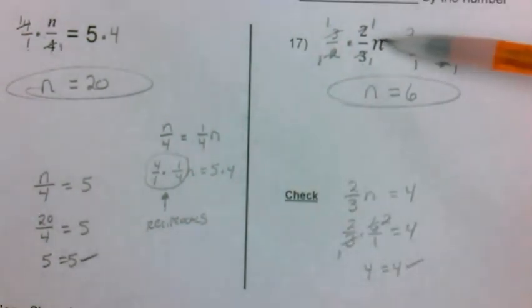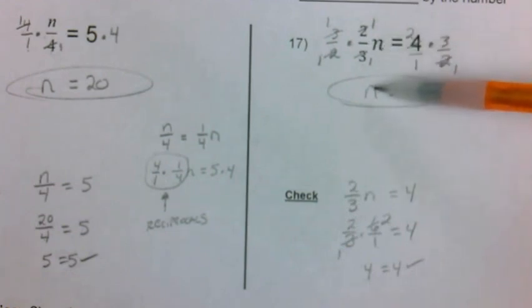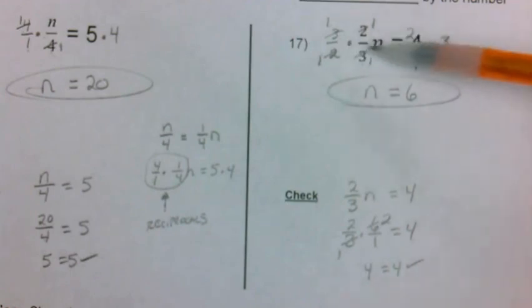So again, if you ever have a fraction multiplying your variable, to isolate the variable to get the value of 1n, you're going to multiply each side of the equation by the fraction's reciprocal.